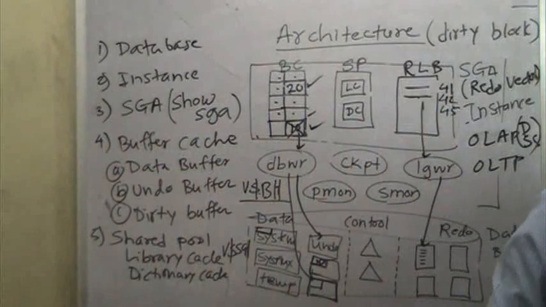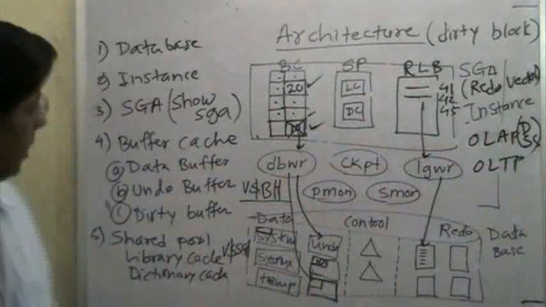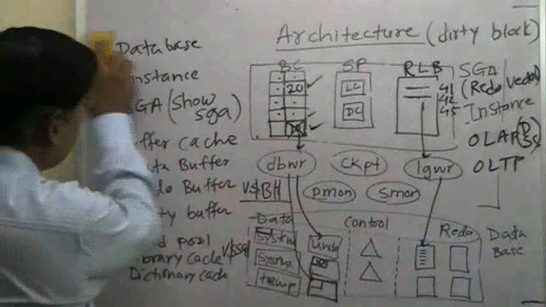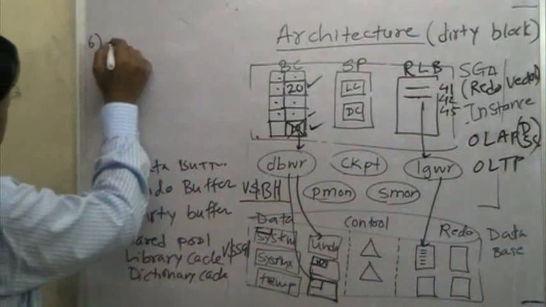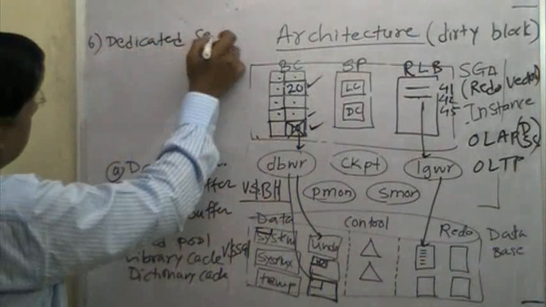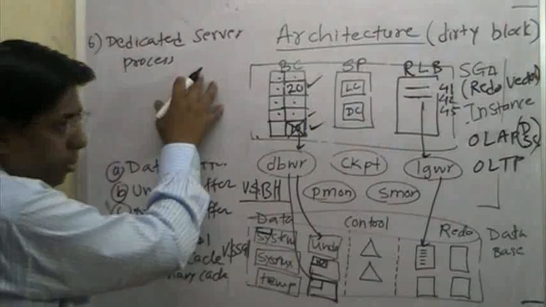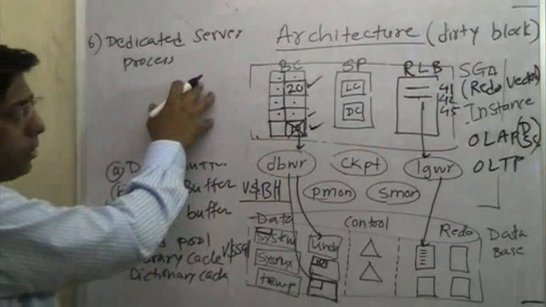So let us say there are 100 users connected to your database. Because of those 100 users, there are 100 dedicated server processes. That is another term, a dedicated server process. So we know what a dedicated server process is. It's a process that is started automatically when the client wants to log into the database instance.